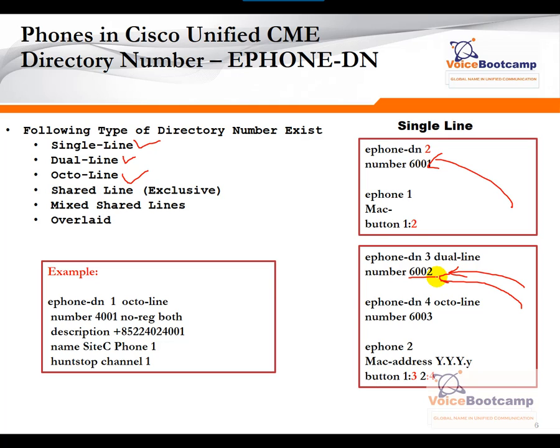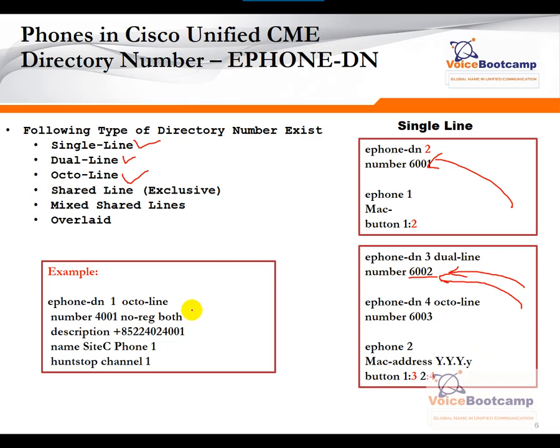Now, between this dual line and a single line, not every scenario where the single line will be applicable, will dual line be applicable. For example, if you're creating a scenario for paging, or a configuration for intercom, voicemail, MWI, in that case, you're going to have to create ephone DN single line, because those features do not support dual line capability.